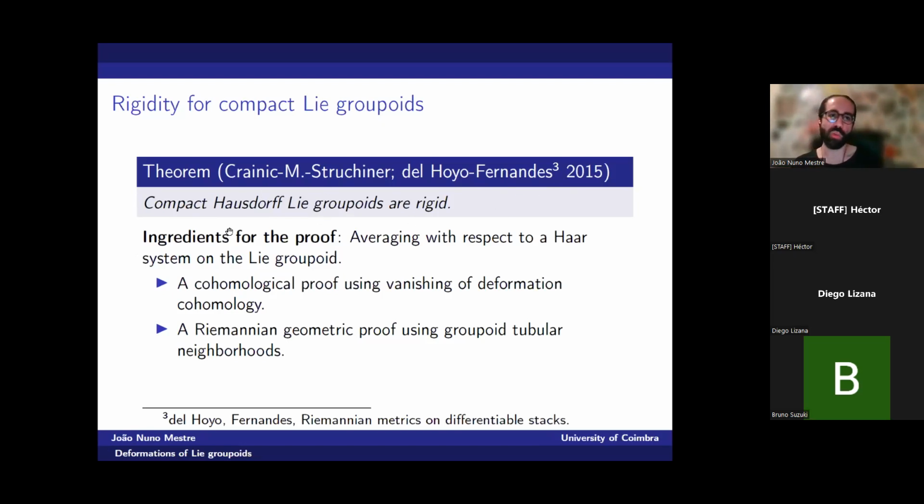The way we did it was in a similar way to Palais and Stewart. So what we did was use averaging with respect to a Haar system, which is the analog of a Haar measure, but for Lie groupoids.